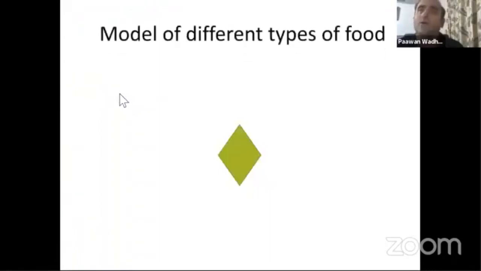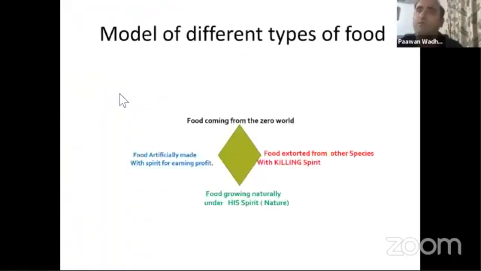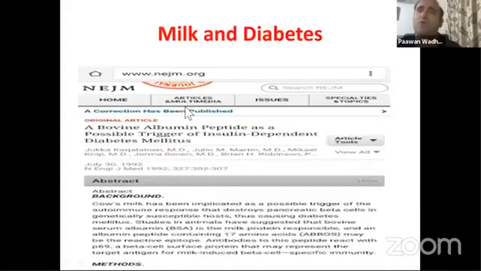What happens now? We have these 4 types of food, and let's come to the food which is taken from other species with a killing spirit, that is milk and non-veg. The first issue to be solved is milk and diabetes. In 1992, the New England Journal of Medicine published an article on bovine albumin, that is cow's albumin peptide, as a possible trigger of insulin-dependent diabetes mellitus. They proved in this study that cow's milk causes type 1 diabetes.